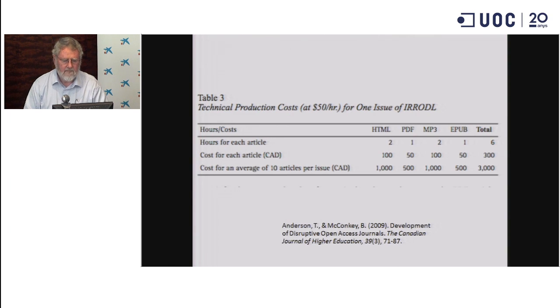The technical production costs for one issue of RUSC are here. We've got the hours for each article, the cost for each article, and the cost for an average of 10 articles per issue. You can see there the total's about $3,000, and we publish in four formats: HTML, PDF, MP3, and EPUB. And so that's more or less the cost that we have at RUSC.